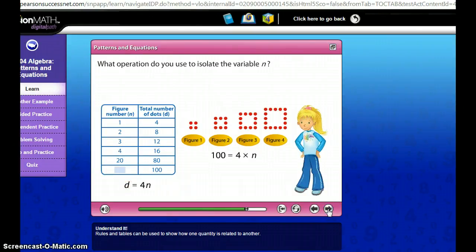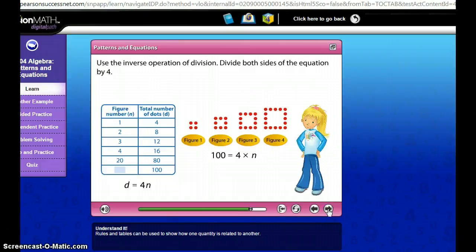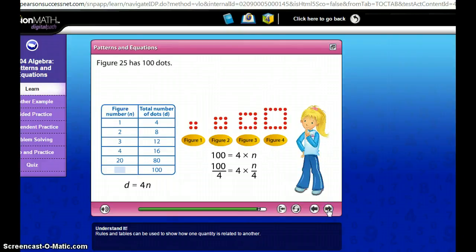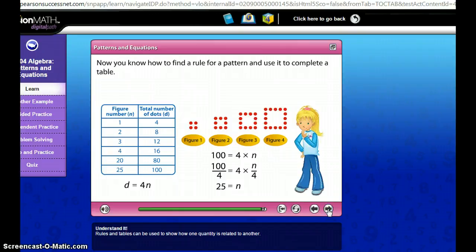What operation do you use to isolate the variable n? We divide by 4. Figure 25 has 100 dots. Now you know how to find a rule for a pattern and use it to complete a table.